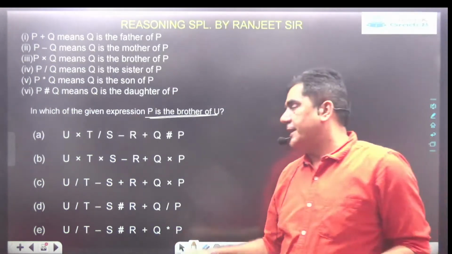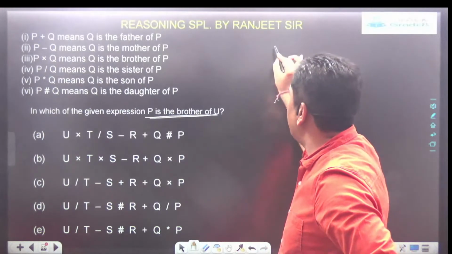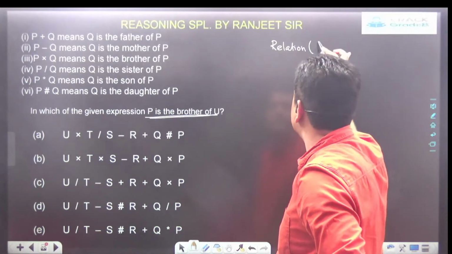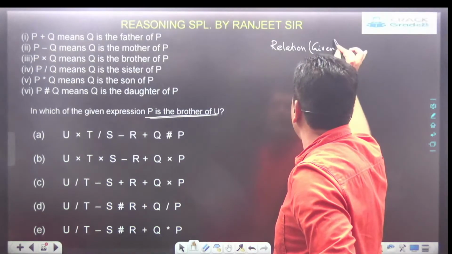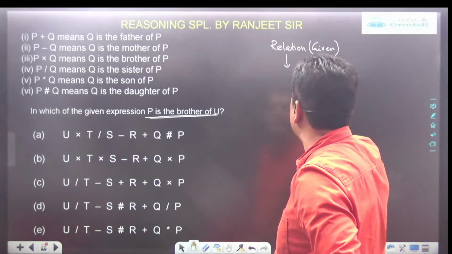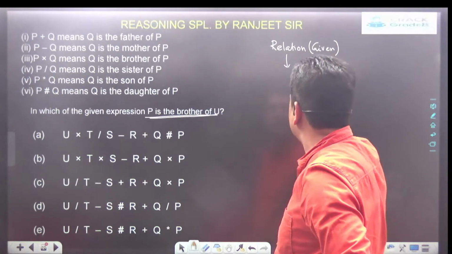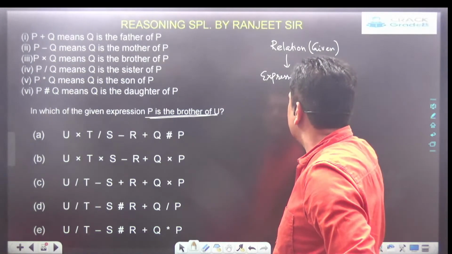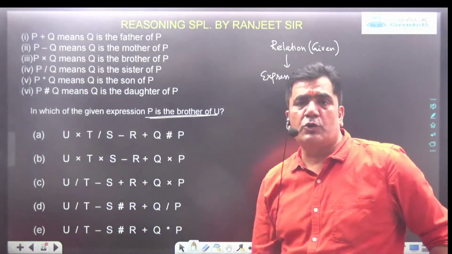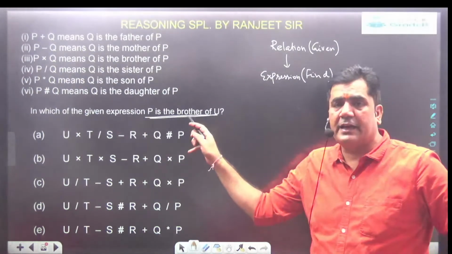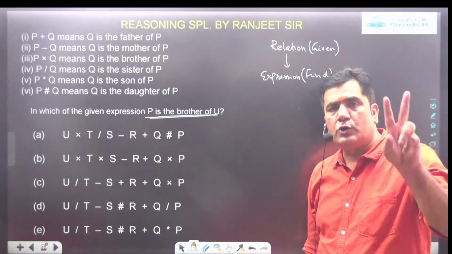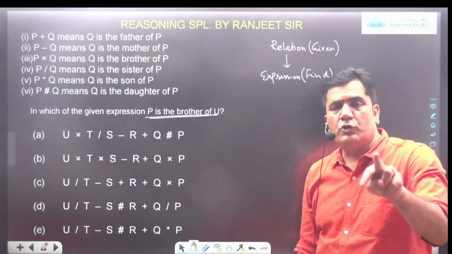Now please understand. Whenever any relation is given to you, and you have to find the expression in which this relation holds true, how to get the answer? So whenever a question based on this is going to come, where they have given the relation and now they are asking for the expression, you always need to go for 2 steps. Just go for 2 steps, you will get the answer.